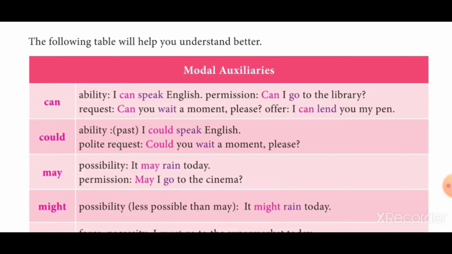We are moving on to the word may, where you find its usages to be expressing possibility or asking permission. To express possibility, the sentence given is, it may rain today. For permission, the example is, may I go to the cinema? We are coming to the next word, might. It's used to express possibility, something that is less possible than may. The example is, it might rain today.